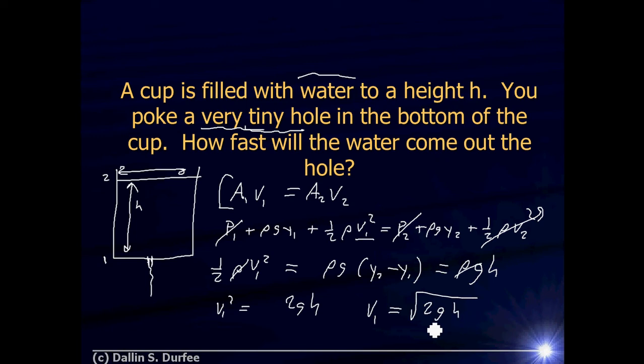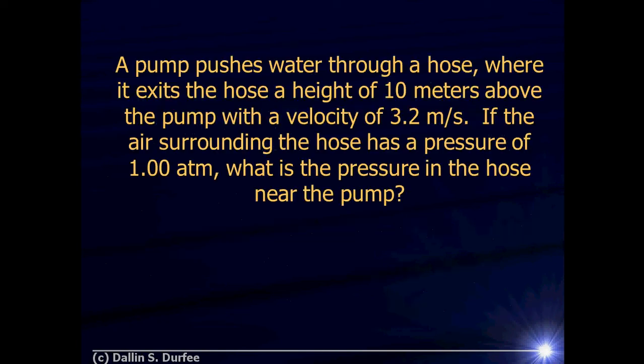All right, do the units work? Well, let's think about it. g has units of meters per second squared. h has units of meters. So I get meters squared per second squared. Take the square root, I get a velocity. Okay, it looks good. Let's move to our next problem.